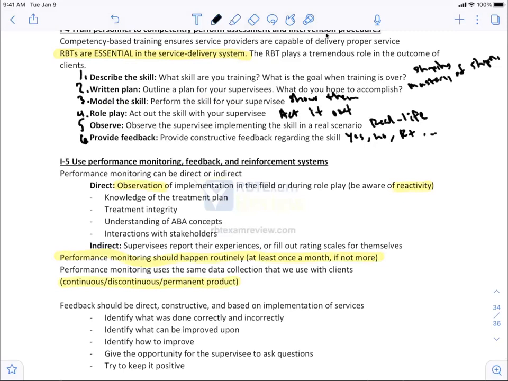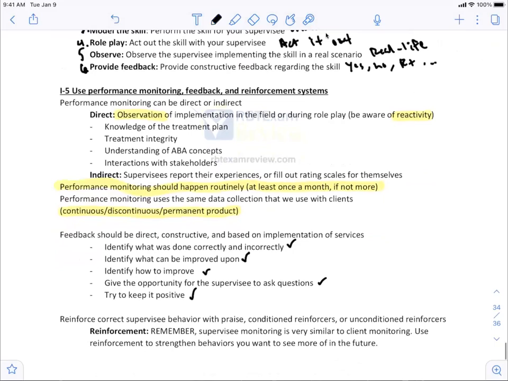Who's number one? Client, always about the client, okay? What was done incorrectly? What can be improved upon? How do we improve? Accept questions, keep it positive. And then always, right, reinforce when good things happen, okay? Sometimes we forget to do that, okay? We kind of settle in, things are going well. We forget to appreciate and reinforce good behavior. So reinforce correct supervised behavior: praise, GCRs, or unconditioned reinforcers.